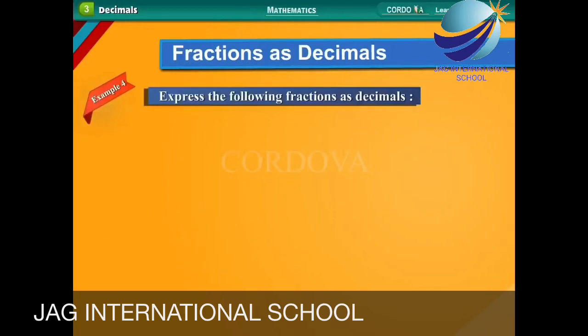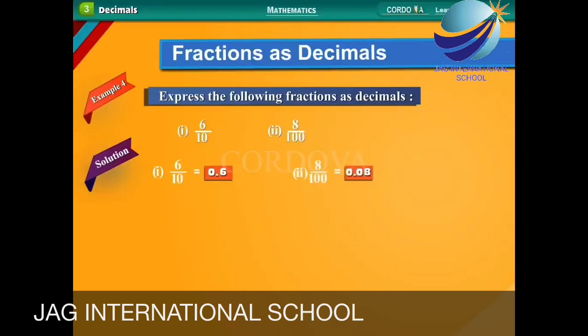Example 4. Express the following fractions as decimals. Solution. 6 upon 10 is equal to 0.6, inserting the decimal point one place to the left. 8 upon 100 is equal to 0.08, inserting the decimal point two places to the left.